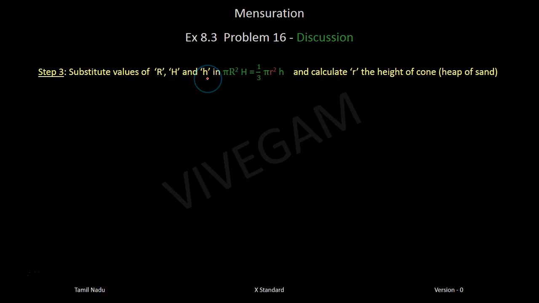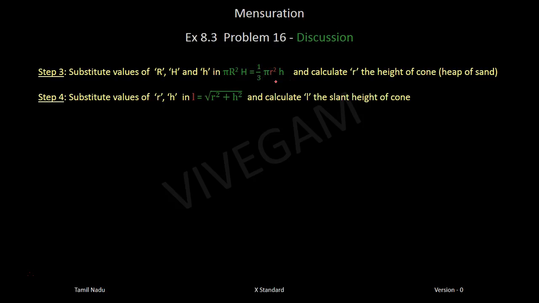and the small h is of the cone. These are all given in the problem. Substitute all those values here and simplify. You will be able to get the value of the radius of the cone. Once we know the cone's radius, then we can substitute the value of the cone's radius and the cone's height in this formula for slant height and calculate the slant height of the cone.